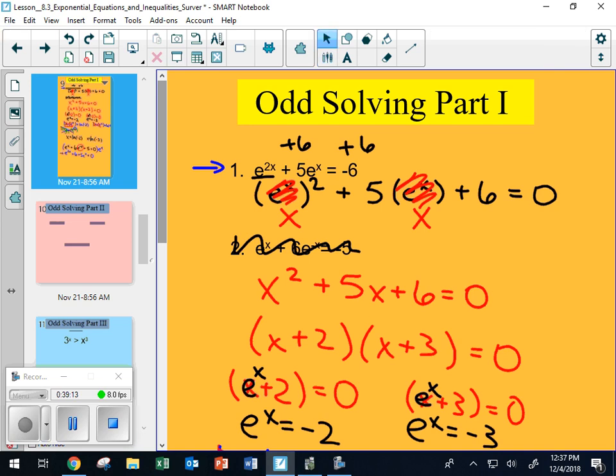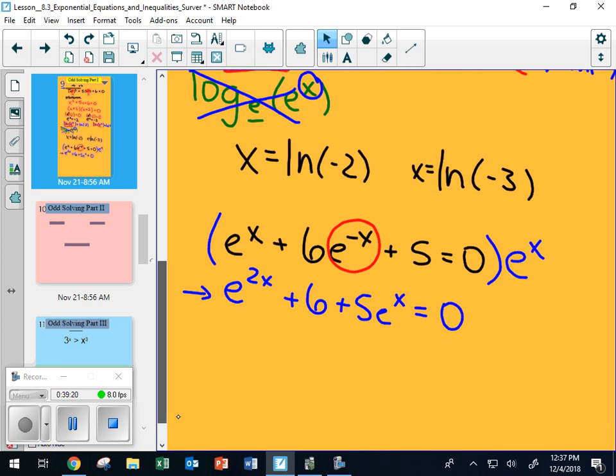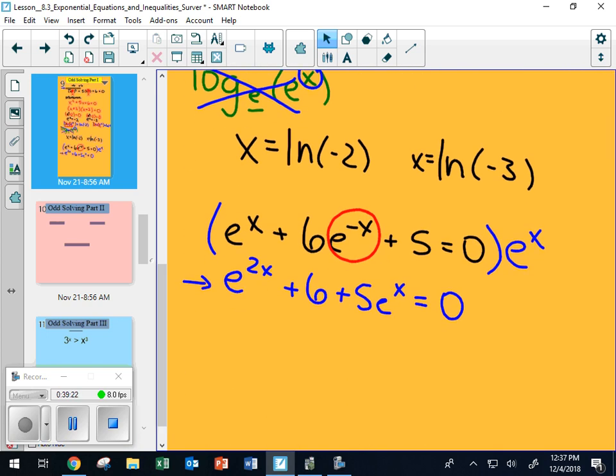Question? I believe, so technically here we had the 6 times e to the negative x, and you multiplied by the e to the x, so you end up, yep, good clarification.